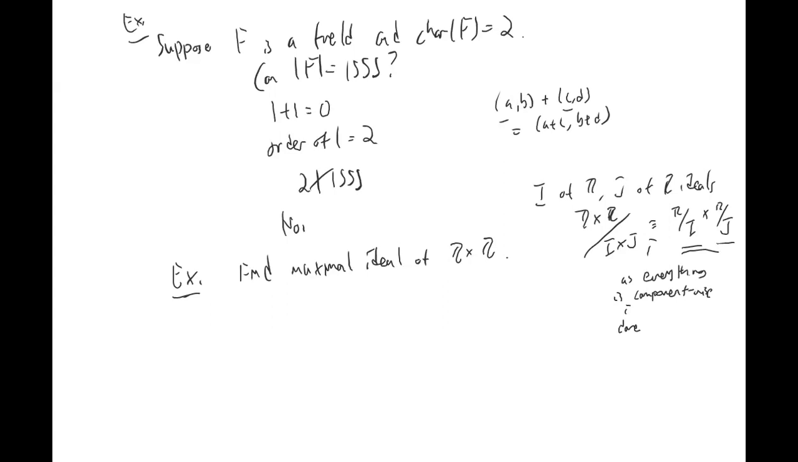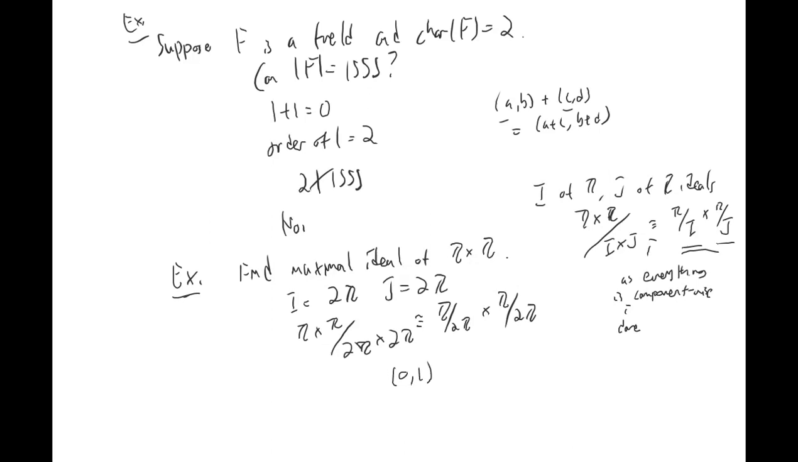No, Z2, no. So if I was 2Z and J was 2Z, then Z cross Z quotient 2Z cross 2Z would be Z cross 2Z times Z cross 2Z. This thing is not a field because it has zero divisors, right? (0, 1) times (1, 0) is (0, 0).